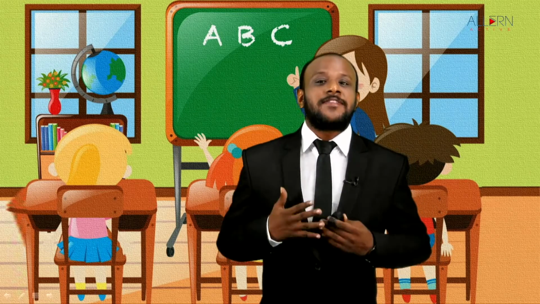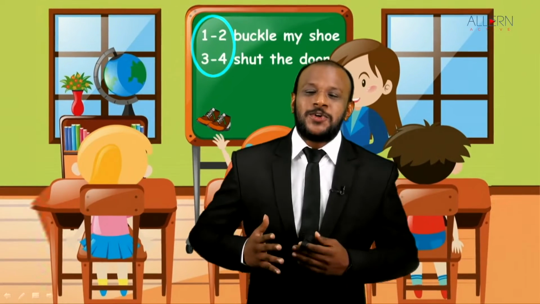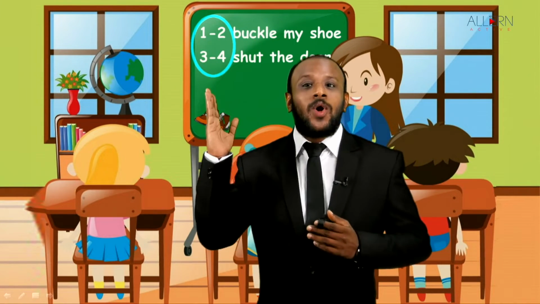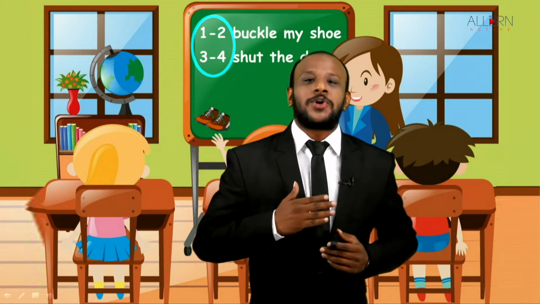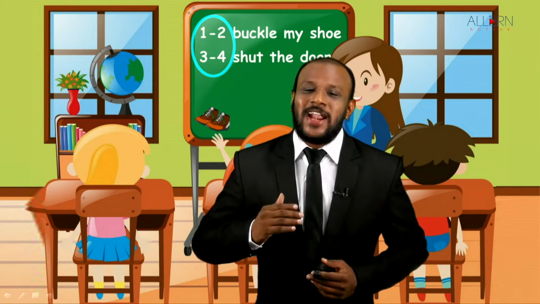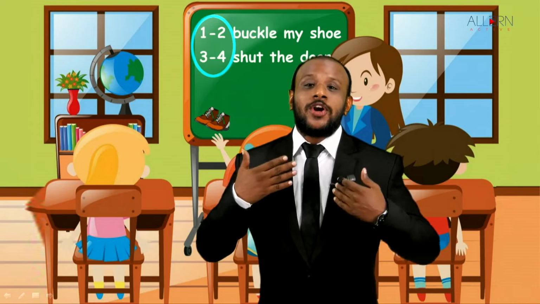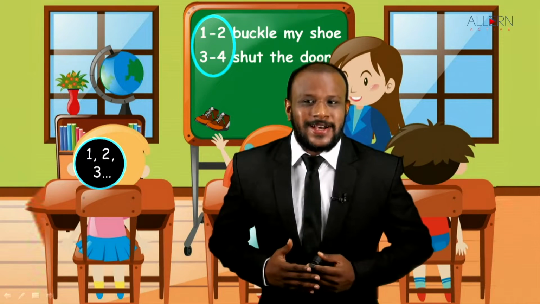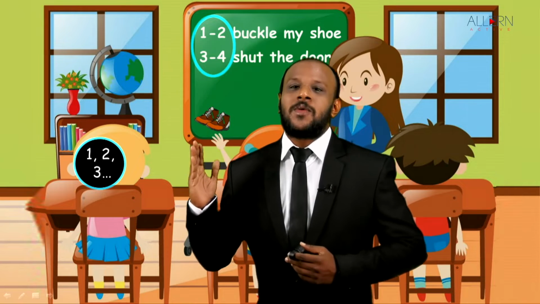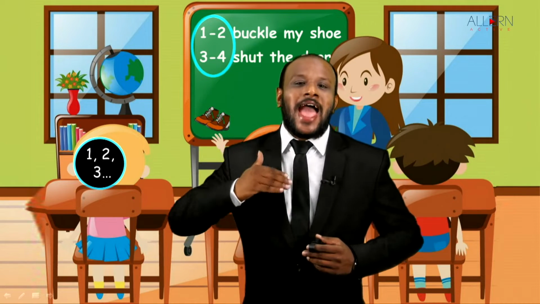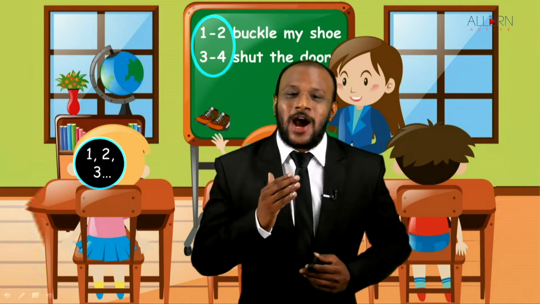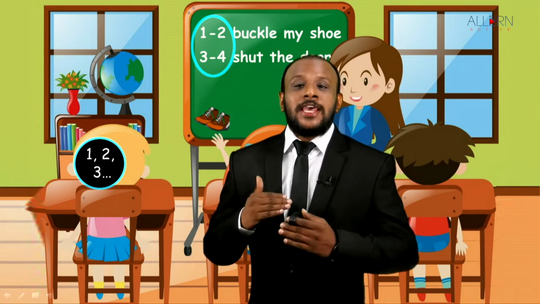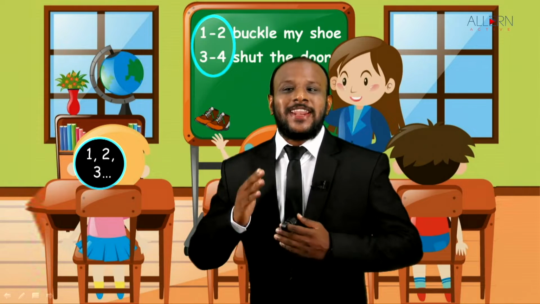Later your teacher taught you the rhymes. 1, 2, buckle my shoe. 3, 4, shut the door. Then you understood what these things are called. Your teacher told you they are called numbers, and that the numbers starting from 1, 2, 3 and so on are called counting numbers. Later on, you understood these counting numbers as natural numbers.